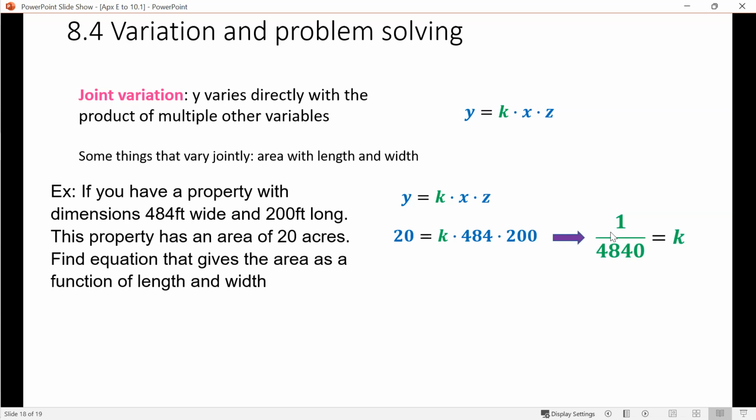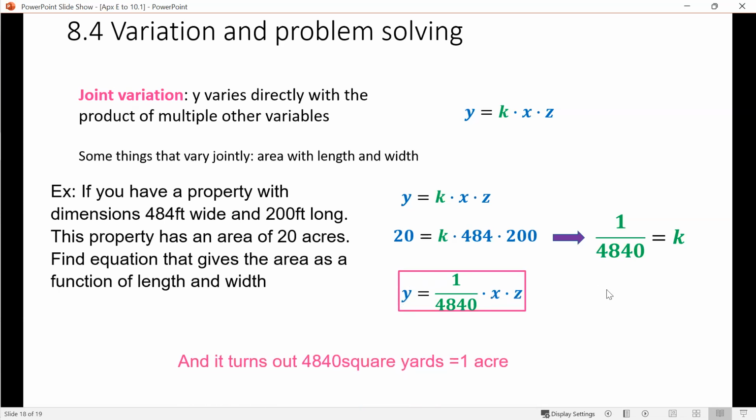So now our constant is 1 over 4,840. We take that constant and plug it back into our original relationship, and now we've created an equation that relates our three quantities. This equation will tell us basically how many acres we have if we know the length and width in feet. And interestingly enough, it turns out that 4,840 square yards is 1 acre. Sorry, yards. It's all supposed to be yards, but you can just ignore those units in this example.